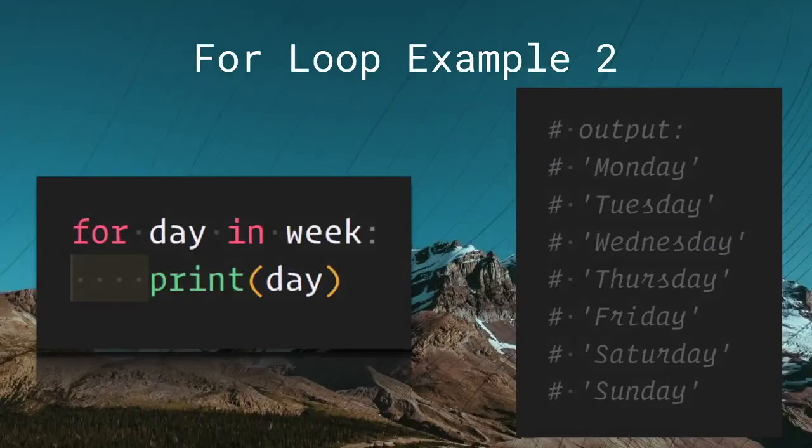Here's another example using the days of the week again. For every day in the week, print that day. And that's why on the right you see the output of Monday, Tuesday, Wednesday, Thursday, Friday, Saturday, Sunday. And that's really all there is to a for loop. Just give it a collection you want to iterate through, and bippity bop, you got a for loop going.